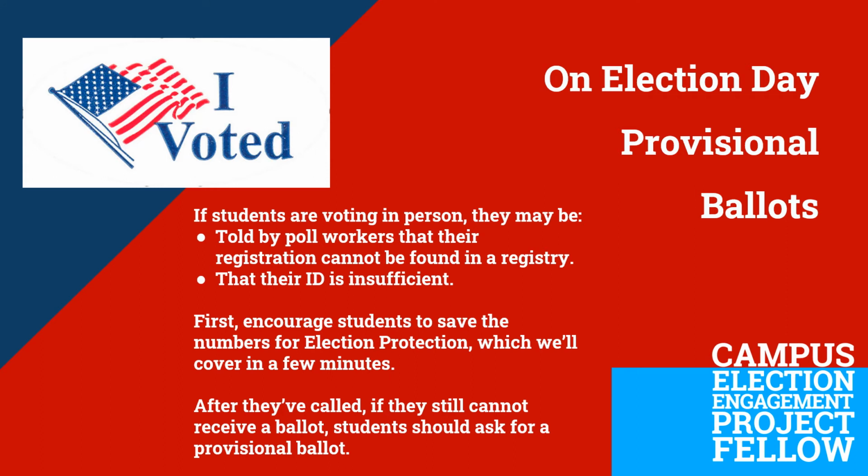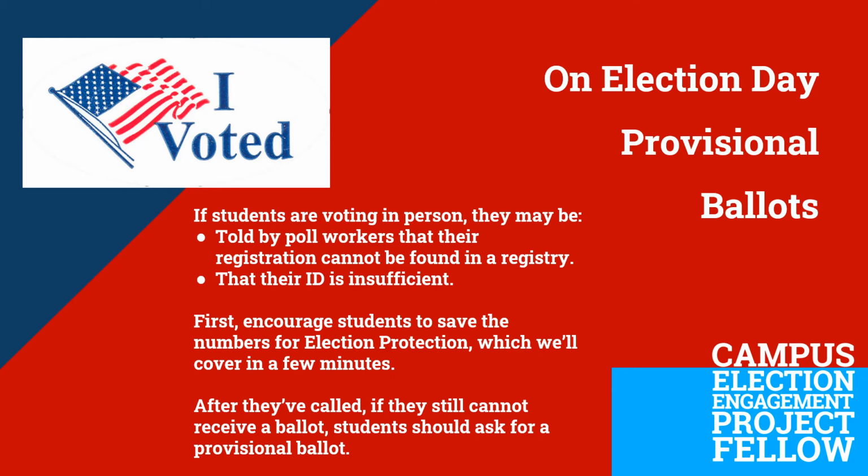Now we're going to talk about what to do if a problem arises at the polls. Sometimes a person's eligibility as a voter is questioned. This is not uncommon with student voters. If a poll worker tells a student that they are ineligible to vote for any reason, the voter should first call the Election Protection Hotline at 866-OUR-VOTE. From there, the Election Protection Hotline will tell students what steps to take next.